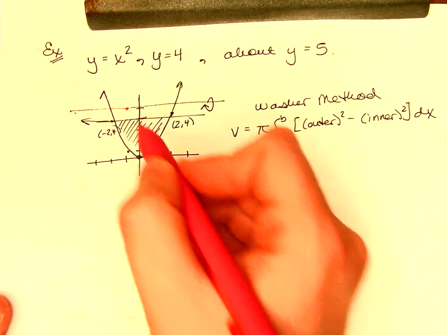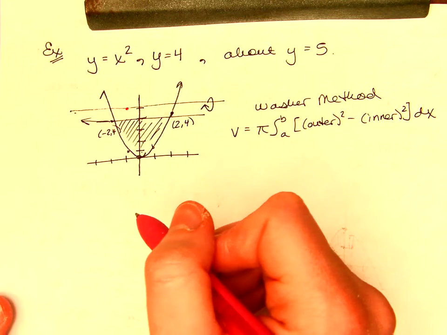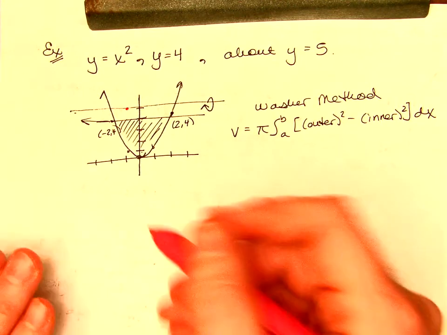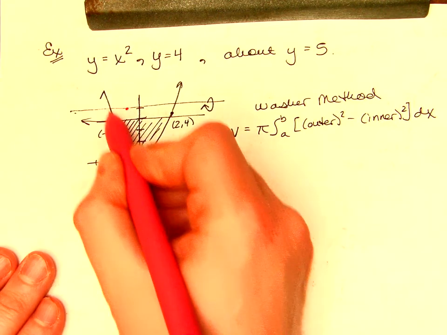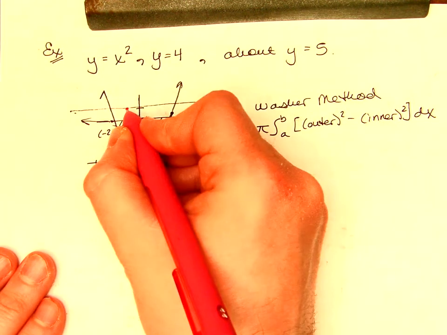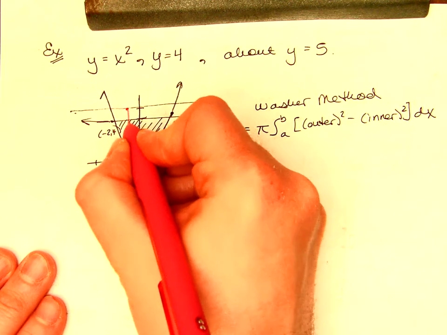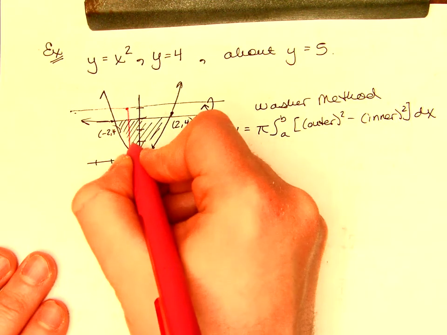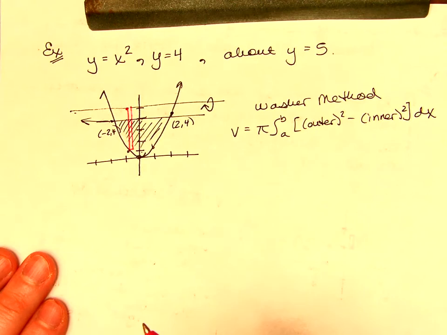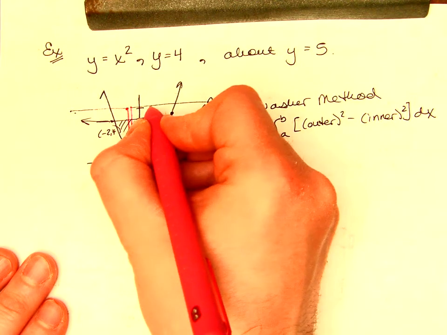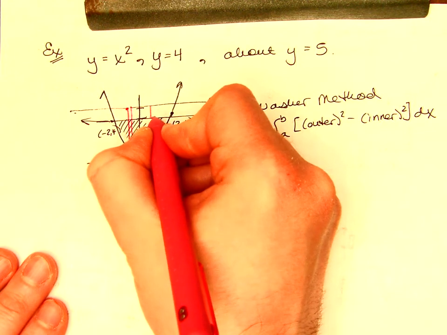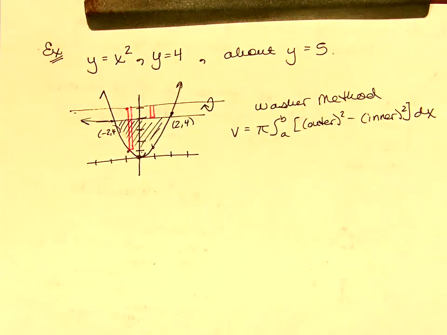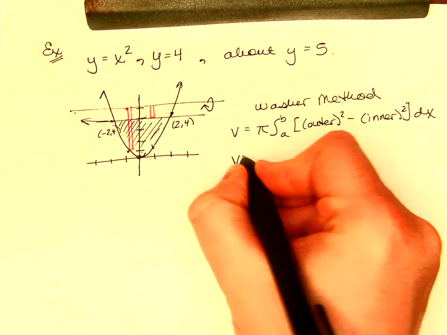The outer radius needs to go to my furthest away part of my region. I have two choices. It could be the horizontal line, or it could be the parabola. I think the longer distance would be to the parabola. That's going to be the outer radius. My inner radius is going to go from y equals 5 to the closer part of my region, which is that horizontal line y equals 4. So that's my inner radius. And now let's see what we can do.